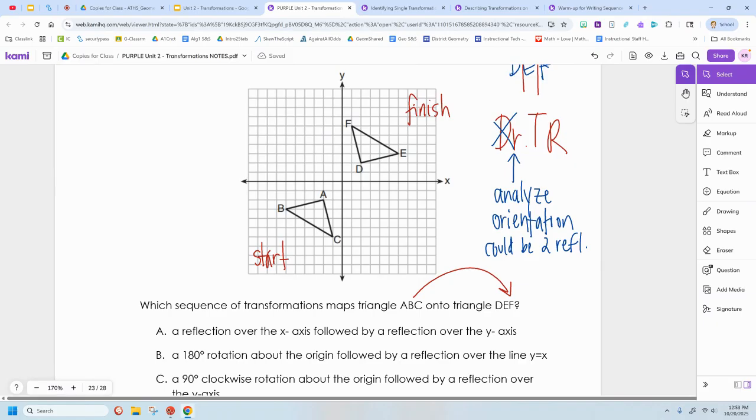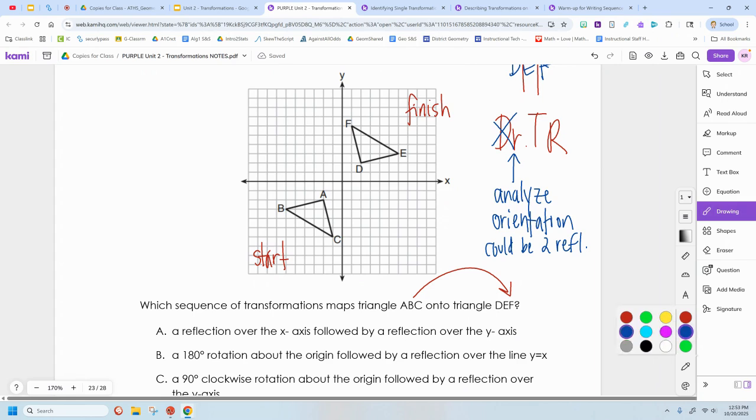The first one says, reflect over the x-axis followed by a reflection over the y-axis. Uh-oh, it's a double reflection. Is that one going to work? Let's just do point D and see if it works. Reflect over the x. Reflect over the y. Does it get, oh wait. Oh, what did I just do wrong? Did I start at finish? Yeah. Oh, bad girl. Right?